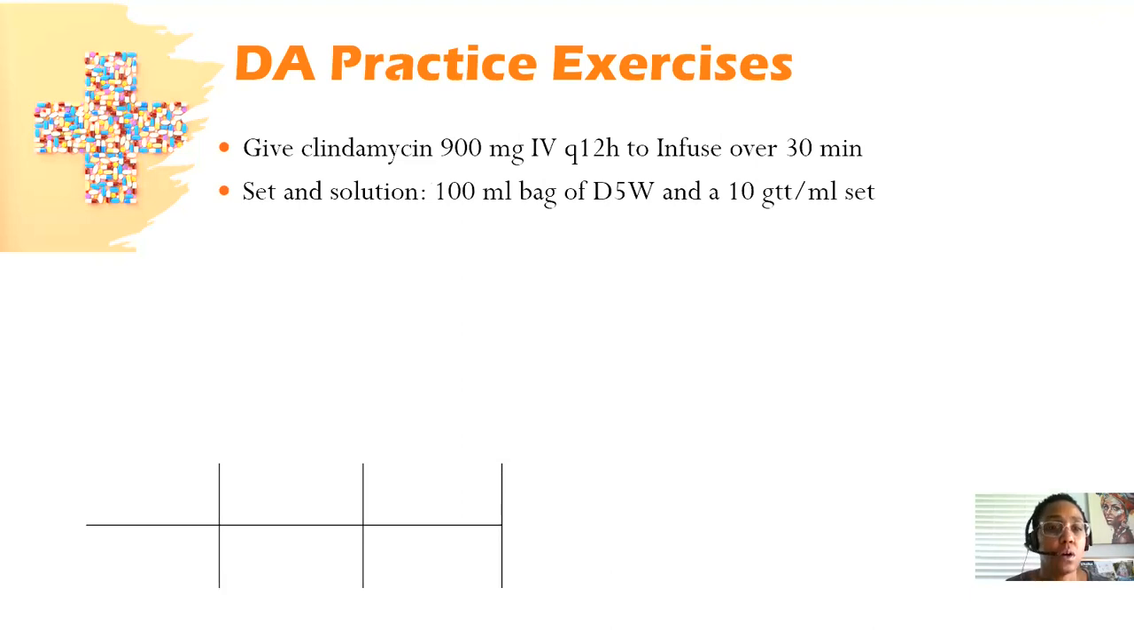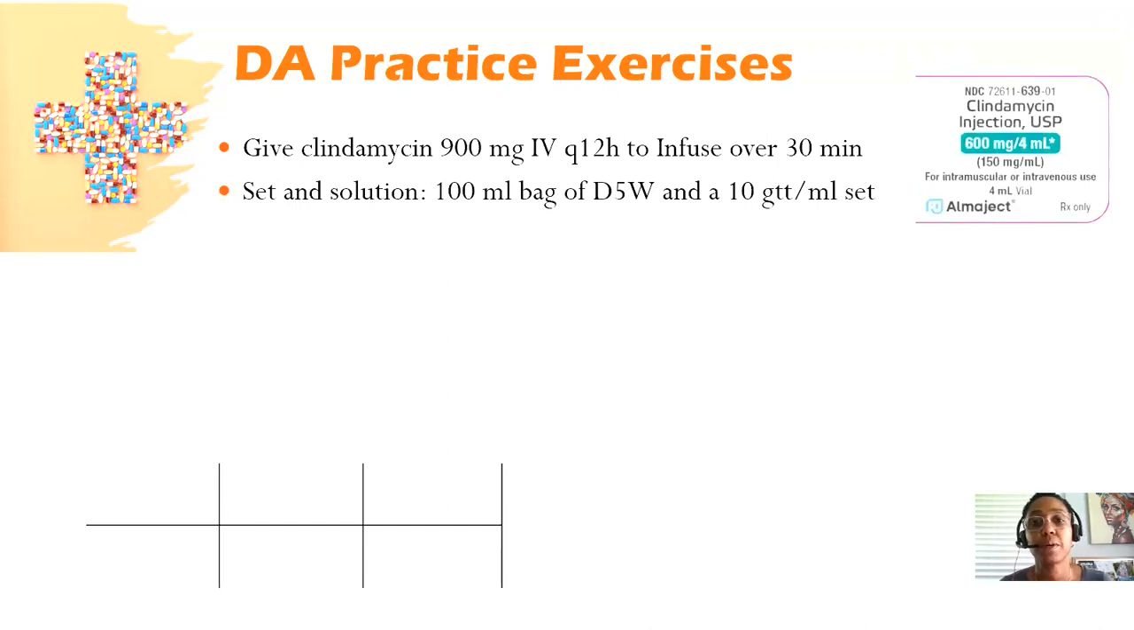Try another one. Our provider ordered clindamycin, 500 milligrams IV every 12 hours, and they want that infused over 30 minutes. We have our solution and set, a 100 ml bag, and then you pulled out your IV tubing, and it's 10 drips per ml. Okay, so here's a clindamycin 600. We're going to take that medication and put it in that 100 ml bag.